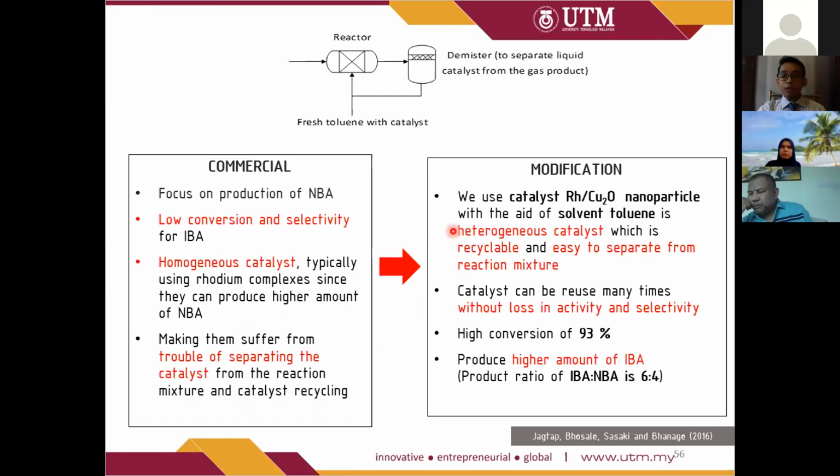And for our modification, we use the catalyst rhodium copper oxide with nanoparticle size with the aid of the solvent toluene, so that the combination will make a heterogeneous catalyst that is recyclable and easy to separate from the reaction mixture. Therefore, our catalyst can be reused many times without loss in activity and selectivity. And this combination also will produce a high amount of IBA with a ratio to NBA of 6:4.